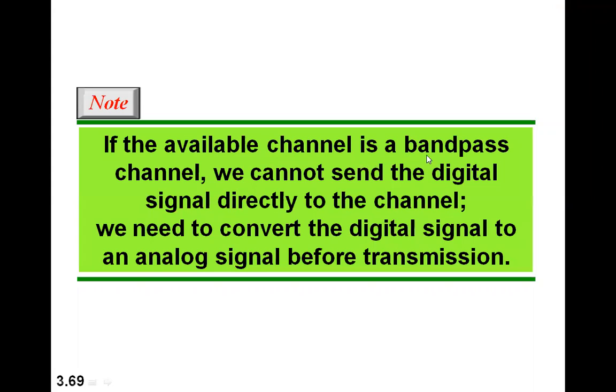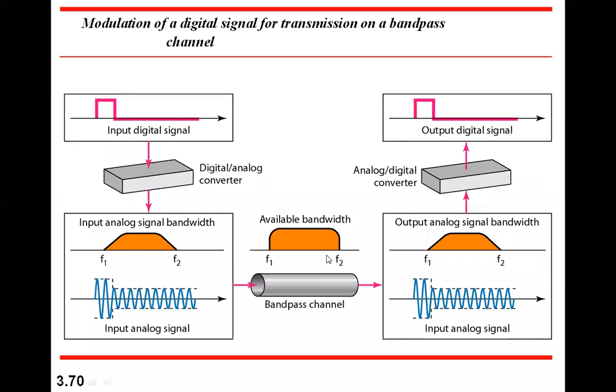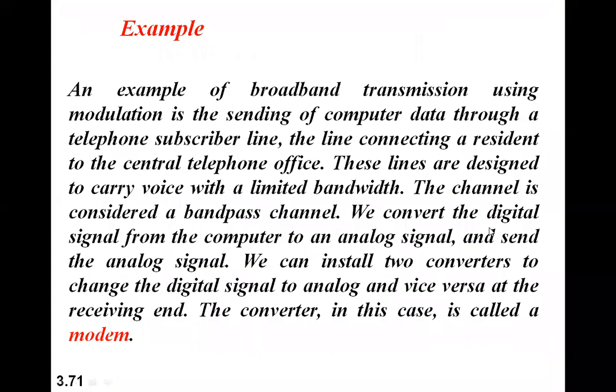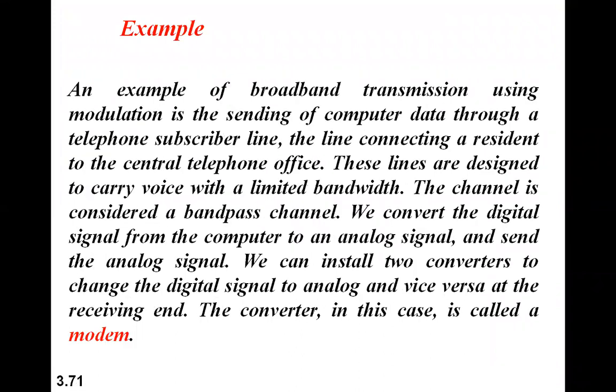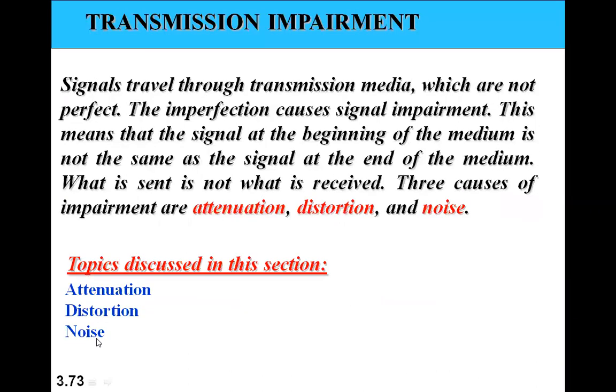If the available channel is a band pass channel, we cannot send the digital signal directly to the channel. We need to convert the digital signal to an analog signal before transfer. This is done using a certain modulation technique. The digital signal goes into the converter, then we send it through the band pass channel. At the receiving end, we do the reverse process. Examples are given here, and this process of converting analog to digital or digital to analog is done by a device called a modem.